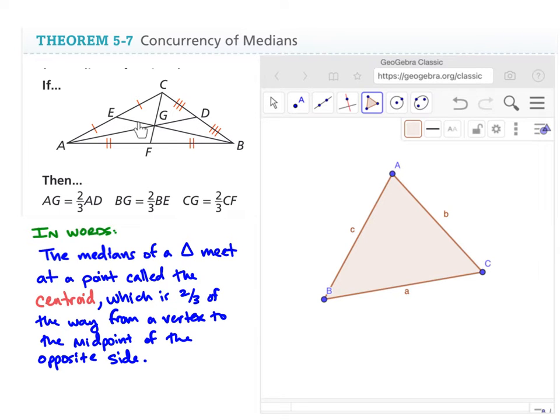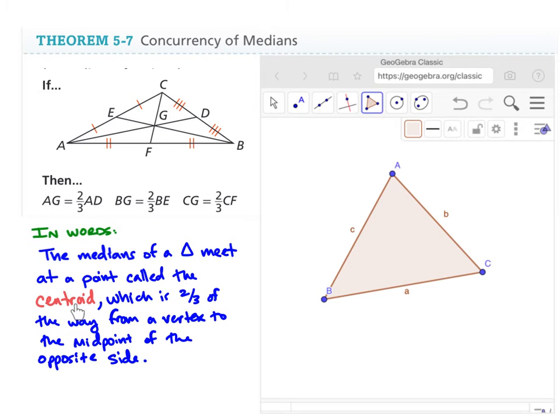And then BE is also a median. It's connecting B to point E, which is the midpoint of segment AC. We can see because of these marks right here. So we can see the three medians of this triangle, and they're all meeting at point G. So point G would be the centroid of this triangle.